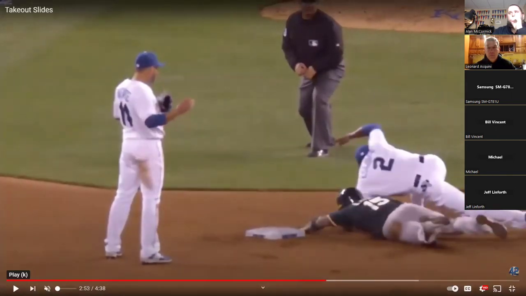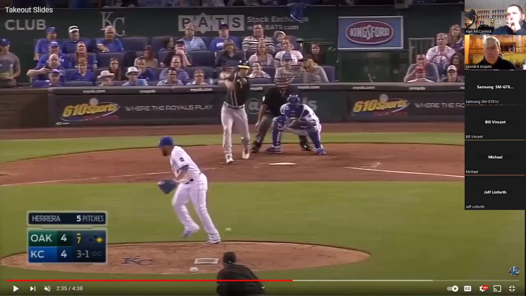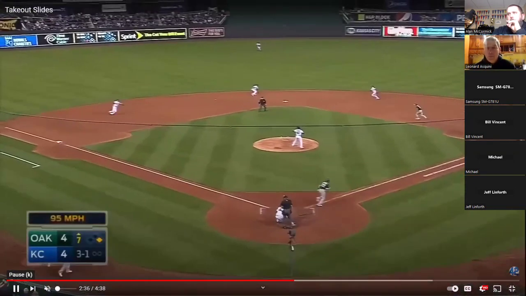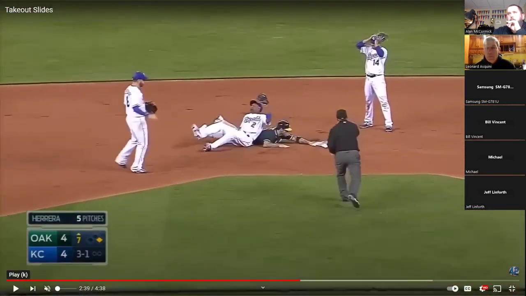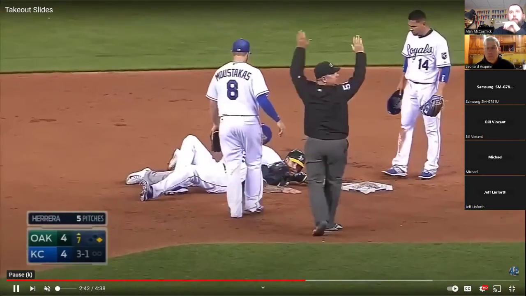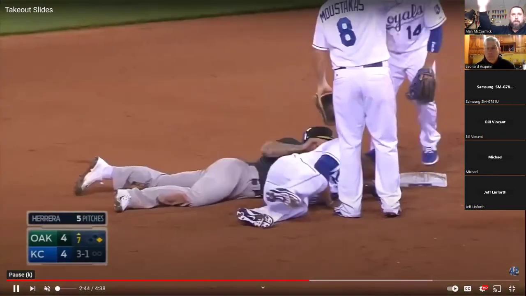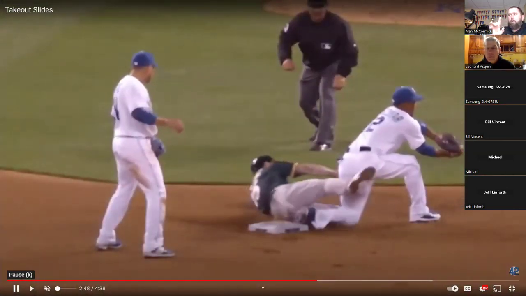All right, so this play, there's another reason why I like this video to show you guys. You may get this argument that he's not trying to turn a double play, right? On this play, he's not playing like a first baseman. He's trying to just get the out at second, right? That doesn't matter with the rule.